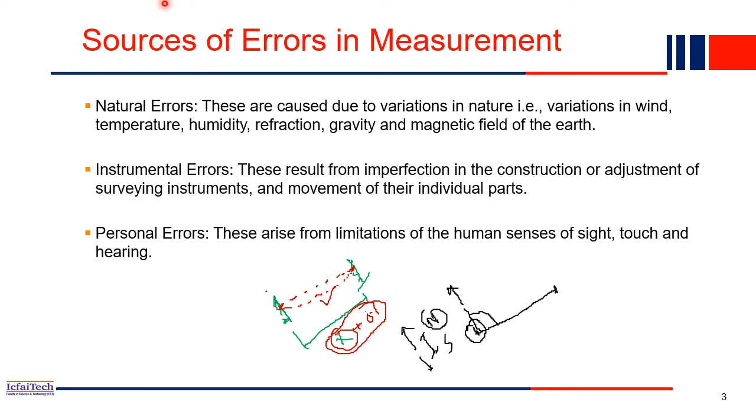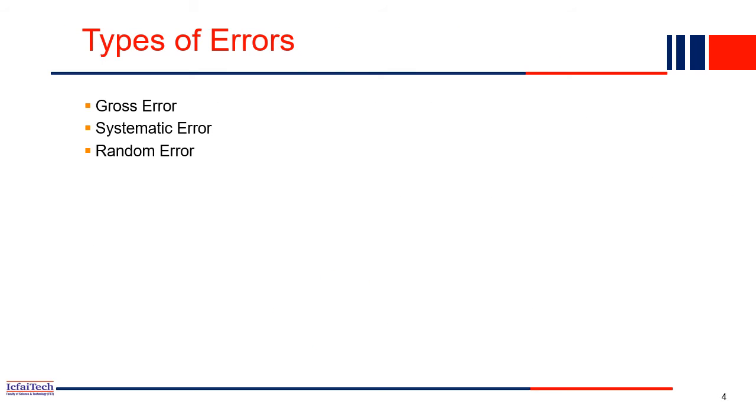So now you understand the sources of error, meaning how errors are introduced in a measurement. First one is natural source, because of variation in temperature, humidity, reflection, gravity, all these things, this error occurs. Next one is instrumental error, when we have malfunctioning instruments, that adds error in the final measurement. And the last one is personal error, which arises from the limitation of human senses, like sight, touch and hearing. So these are the three classifications of errors.